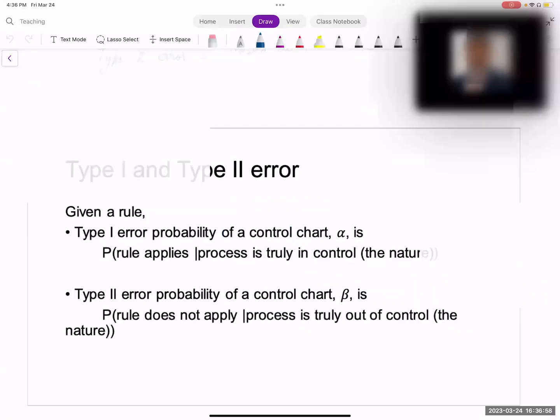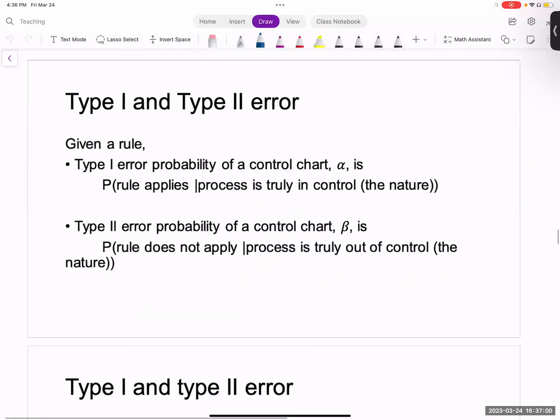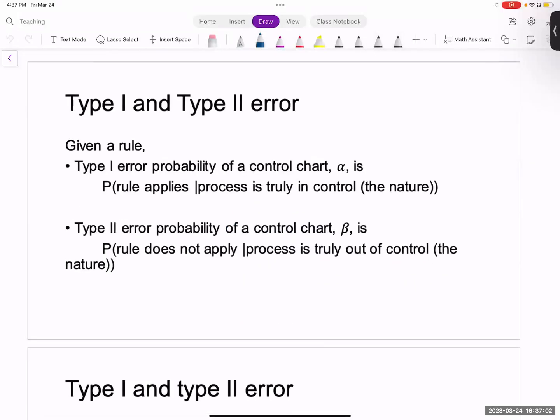All right, welcome back. So now we will continue our discussion on type 1 and type 2 computations. We talked about how we can compute the type 1 and type 2 error when you have a rule given to you. And then I gave you a couple of formulas and I told you that it's a little bit abstract. So today we'll try to solve a few problems and then we'll see how to use these formulas.